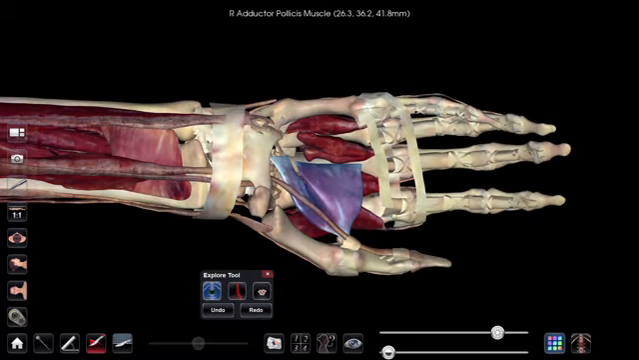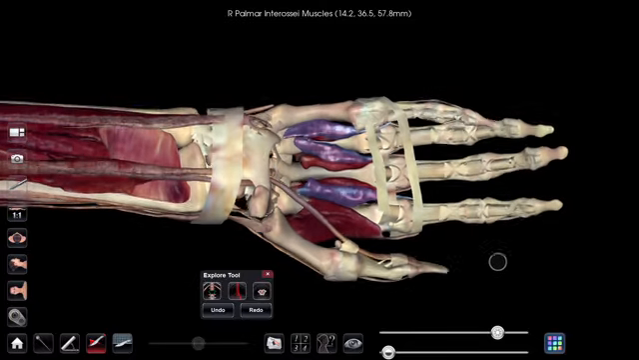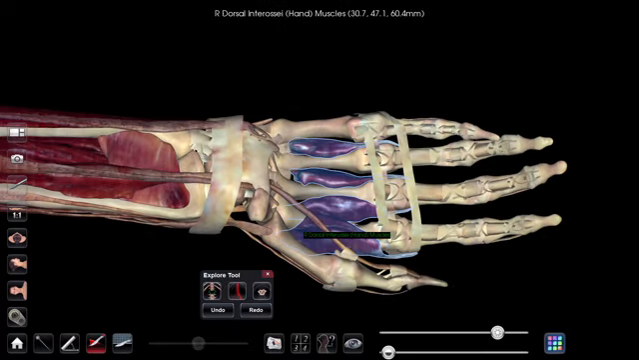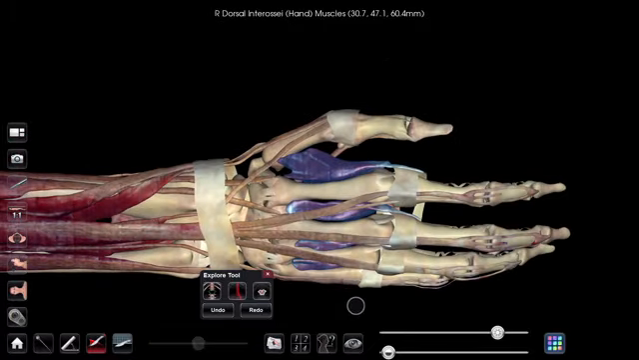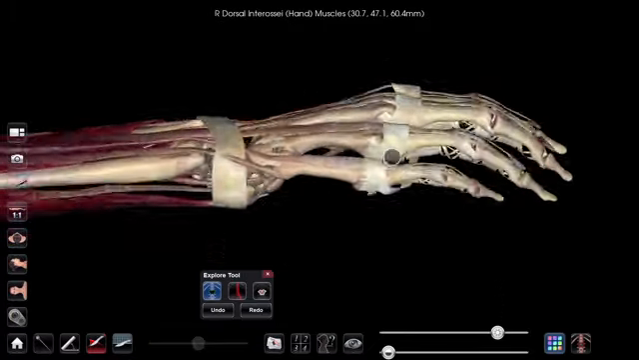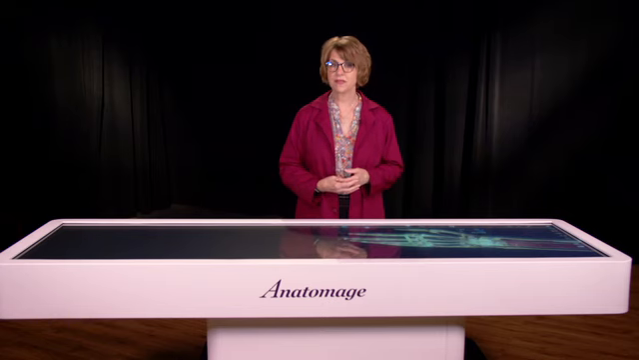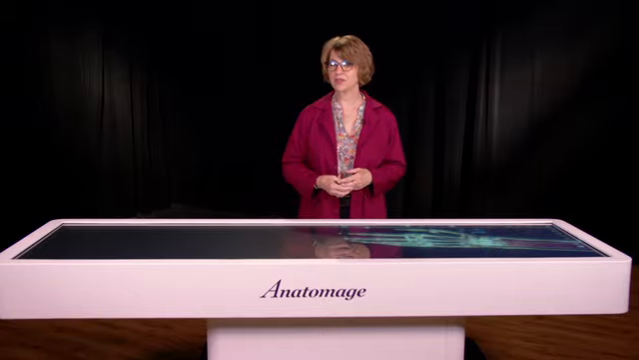And if we remove that, we can see the deepest muscles, the interossei that go between the metacarpal bones. First, we have the palmar interossei, and if we remove those, we can see the dorsal interossei. And the dorsal are actually better seen on the dorsum of the hand. So that concludes our study of the muscles of the hand. I hope this excursion into the upper limb has helped aid your understanding of this remarkable appendage that contributes so much to our daily lives.